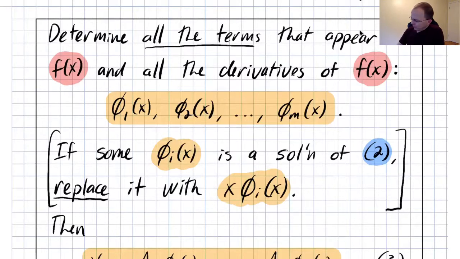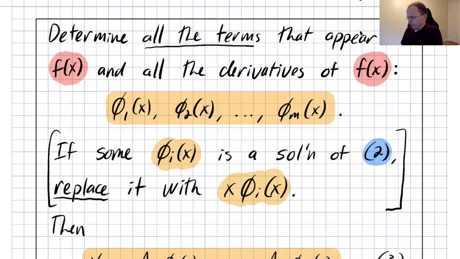Now, there's one thing that we have to be aware of: if one of these functions that we have in this list is actually a solution of the homogeneous equation, that's a problem. It will end up disappearing when we substitute it into the differential equation, so it doesn't actually contribute anything. It's kind of like a redundant solution.